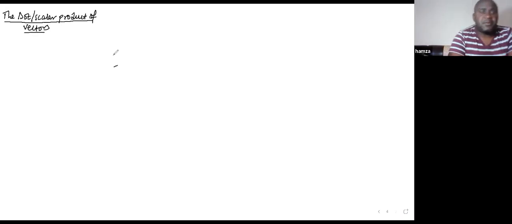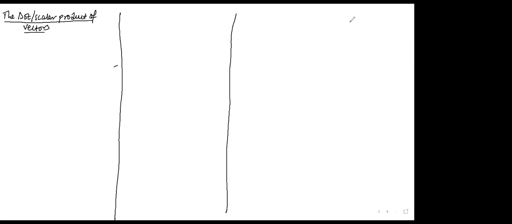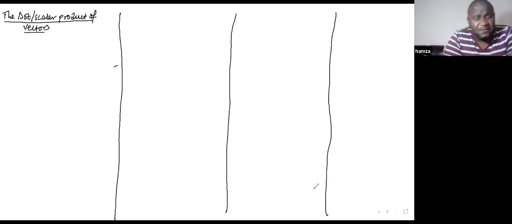The dot scalar product of vectors. What does this call for? The dot scalar product of vectors considers two vectors, for example, vector A and vector B. When we dot them, it means we are going to multiply those two vectors.